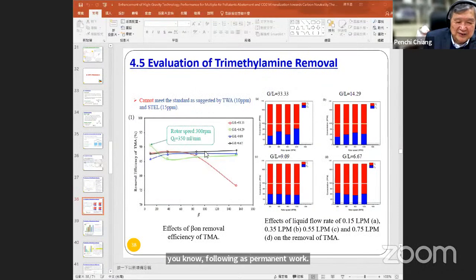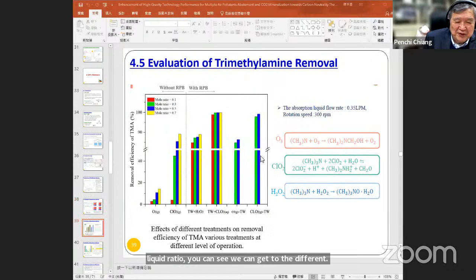Okay, so you see by using different high gravity factors and different levels of the gas liquid ratio, we can get different results shown here. But we see the performance is not so good, as I just mentioned earlier, because of the nature of the TMA. So that's why we have to improve the performance of the high G process, and also we needed to add different levels of chlorine dioxide in order to improve the performance. So if you improve the performance by adding chlorine dioxide with other chemicals, they can have a relatively high performance shown here.